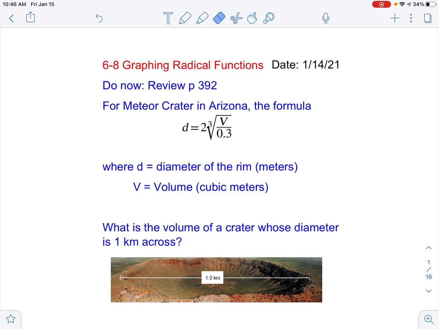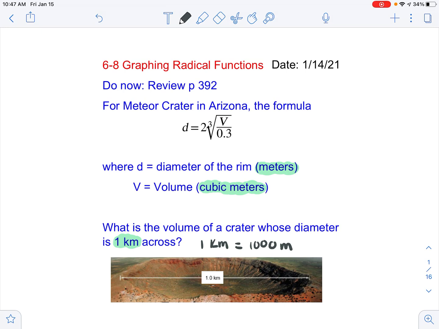Okay, so the first thing you should notice on a question like this is the units. The diameter is given to us in terms of meters. The volume is given to us in terms of meters. But the diameter that they give us in the question is in kilometers. So the first thing we should do is we need to convert. So 1 kilometer is equal to 1,000 meters. So when we make our substitutions later in this question, we should be substituting the 1,000 and not the 1.